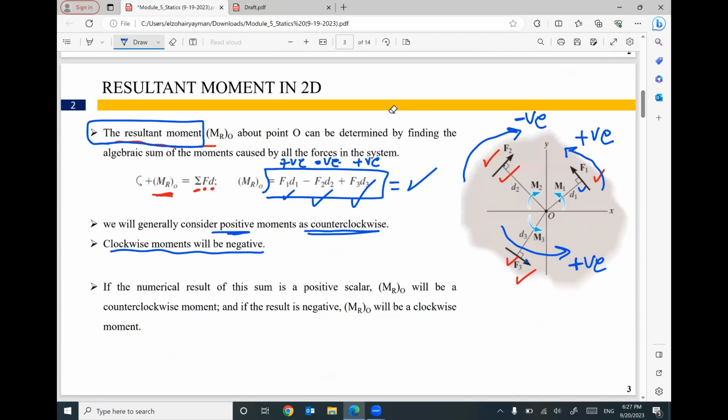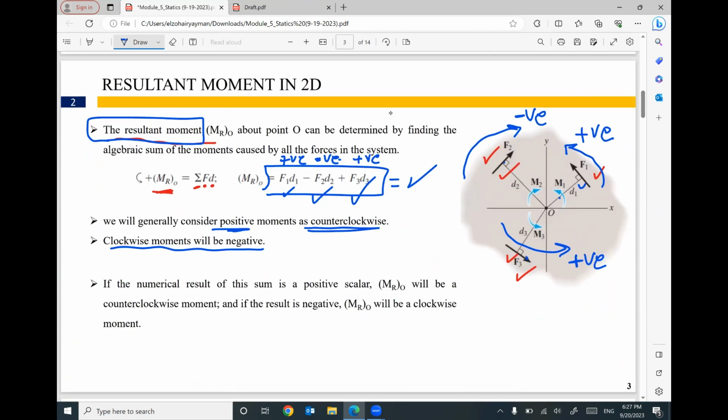Because if we have many forces and you need to figure out the resultant moment, we have to multiply each force times its distance, and determine which one is positive and which one is negative. It's up to you. If you assume clockwise is your positive direction, then counterclockwise will be negative. If you assume clockwise is your negative direction, counterclockwise will be positive. Either one will give you the final answer. Does that make sense? I don't care which one is positive and which one is negative.